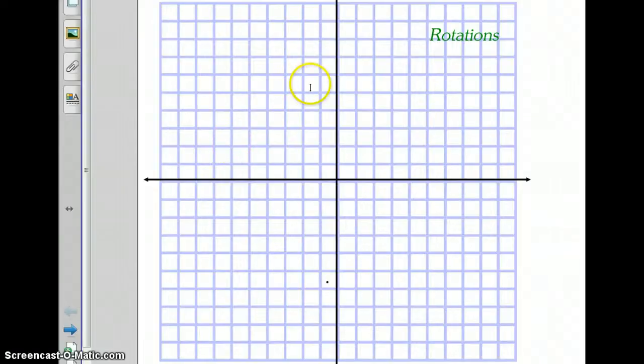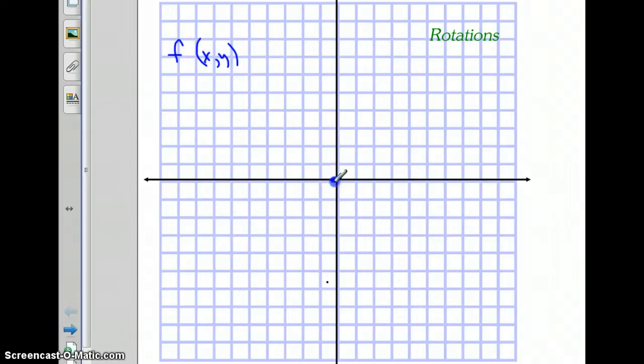The topic of the day is rotation functions. The rotation function equation always starts with the function of x, y. How do we know when we're at a point and we're making a 90-degree rotation from a point?